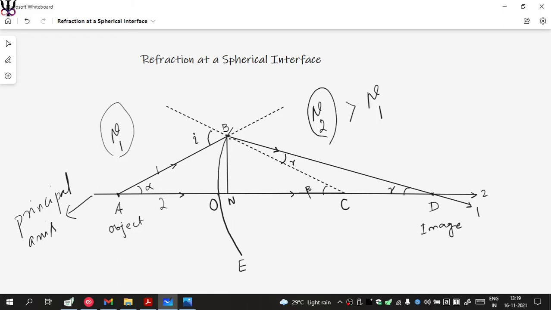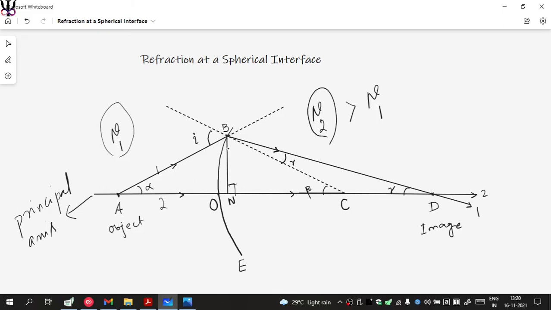Now from the spherical interface at point B, I drop a normal to the principal axis at N. Why do I do that? Because I am going to use trigonometry, and in trigonometry I need right angle triangles, so I dropped a normal BN. However, N does not play much role in the setup here, because it's just a point which is not much involved in the actions.